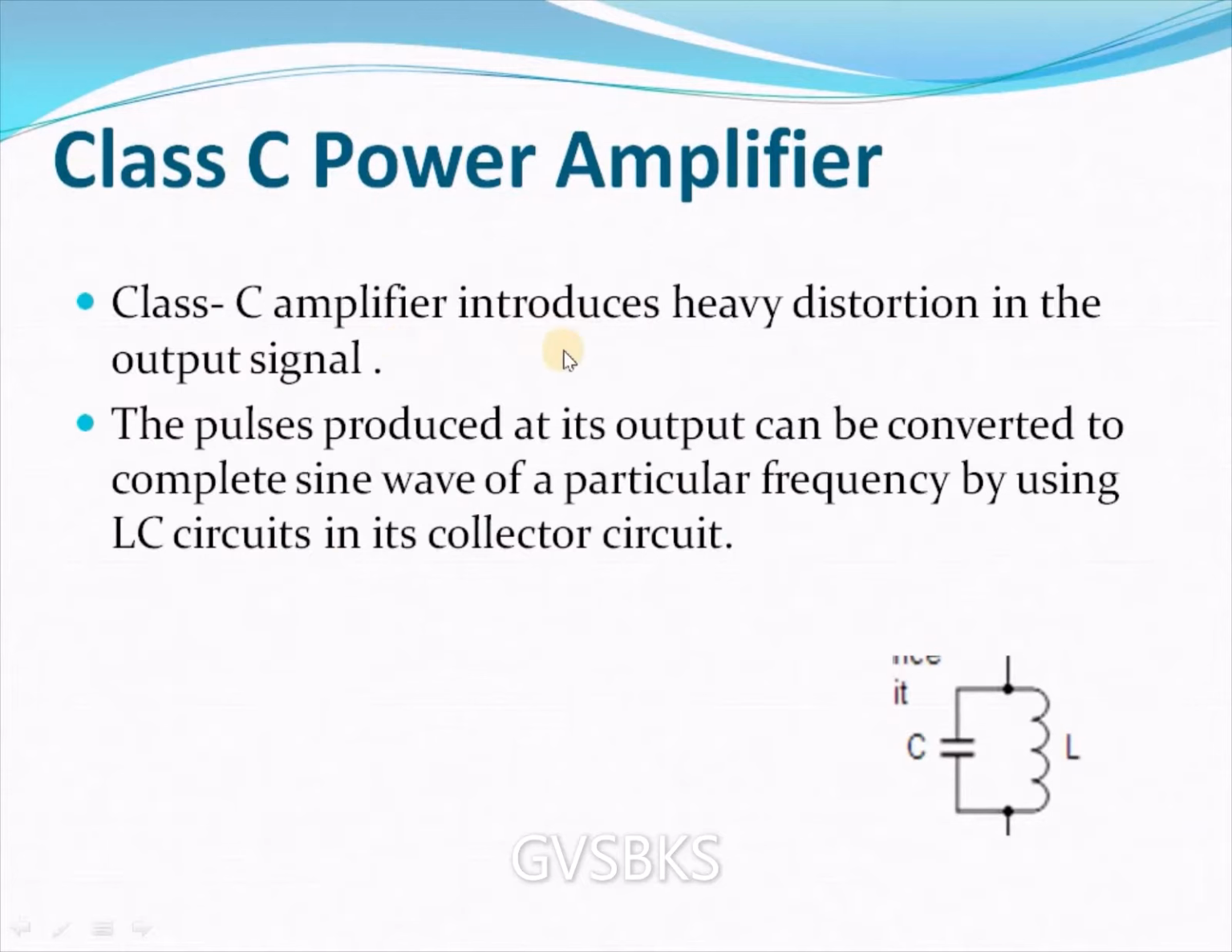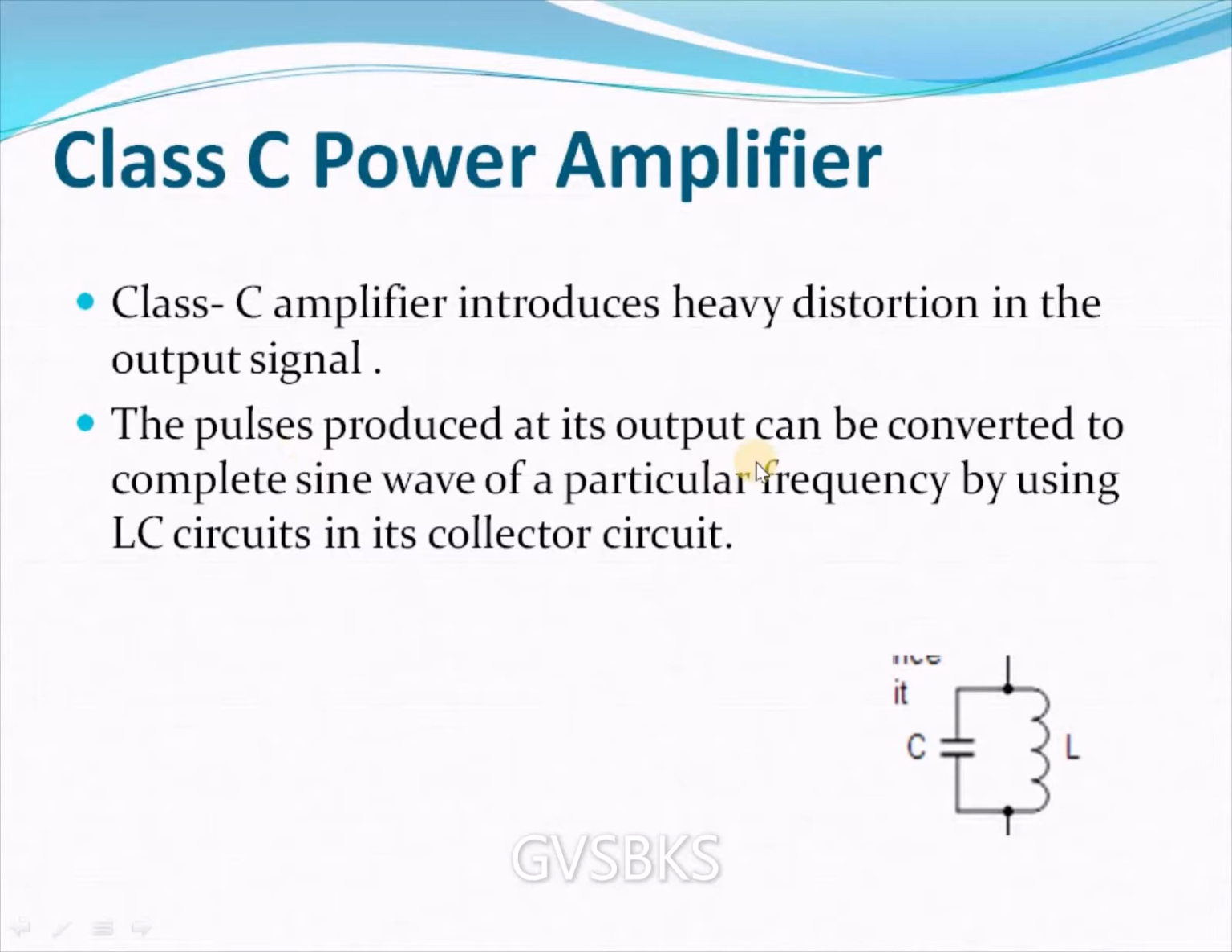The class C power amplifier introduces heavy distortion. As I told, it provides more distortion because it is reproducing less than half cycle, and for the remaining portion we will get more distortion. The output signal is not an exact reproduction of the input signal. The output will be in the form of pulses because it is less than half cycle. We can't say it is a sinusoidal signal.